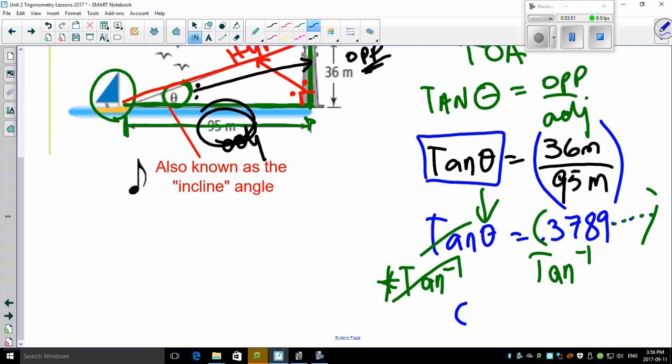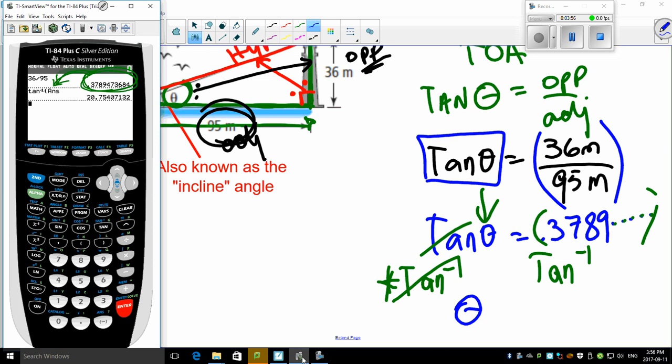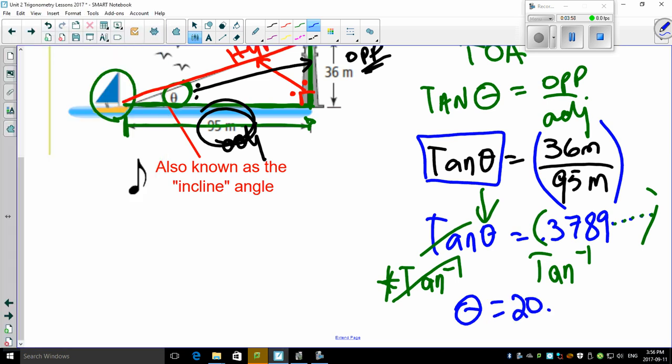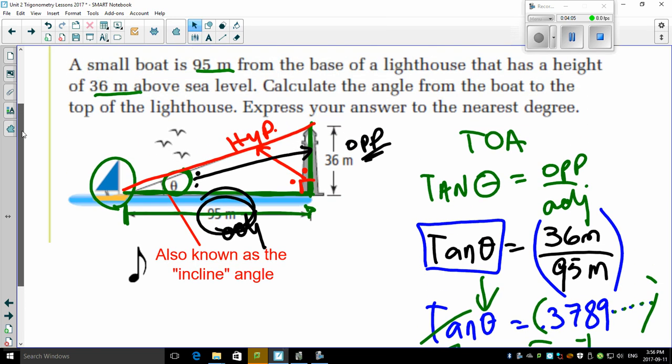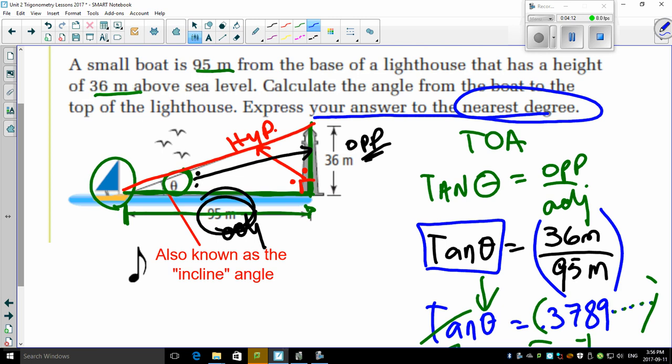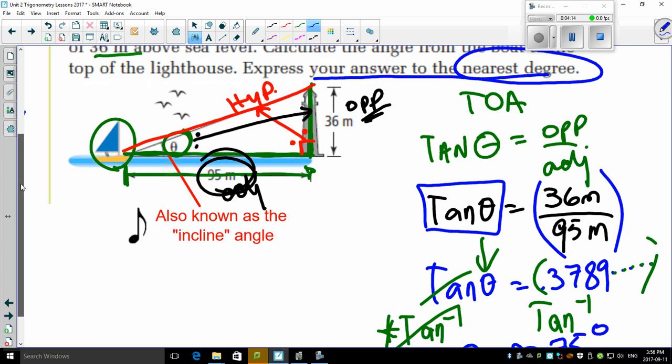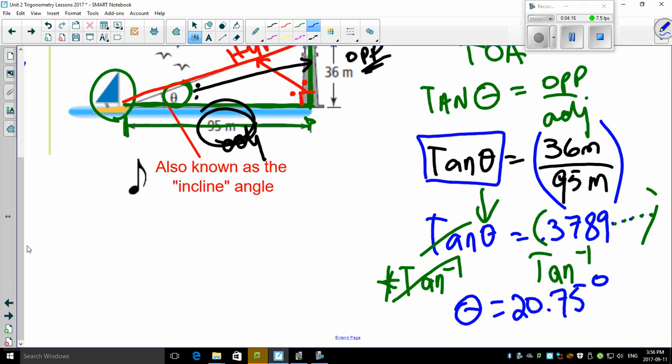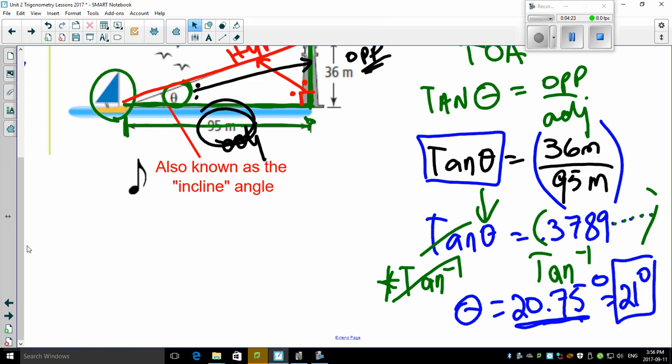You got theta equals 20.75 degrees. And that's the answer to your question. Now, make sure before you put that down as your final answer, read this. It says express your answer to the nearest degree. So that must mean that we have to go back to our answer here and put this to the nearest degree. Nearest degree would be 21 degrees, and that's how you do a word problem using tangent.